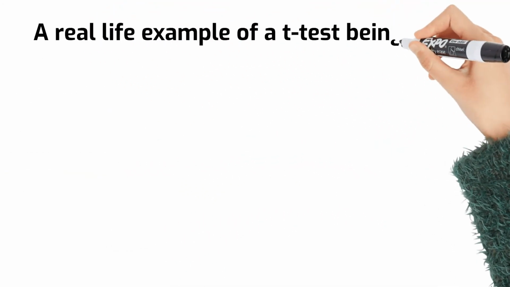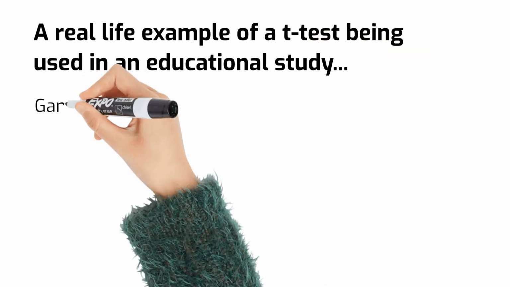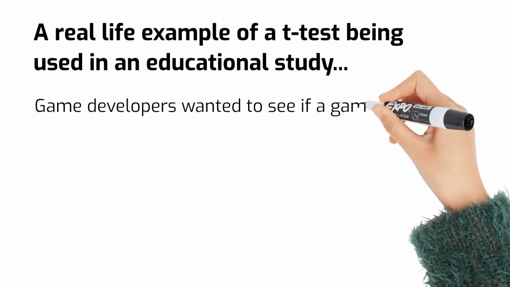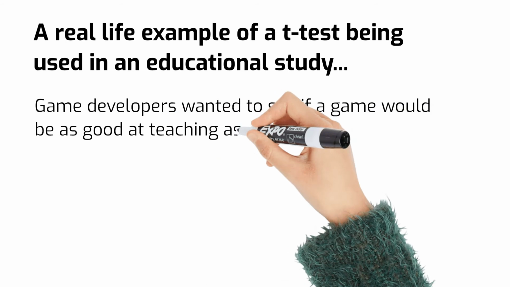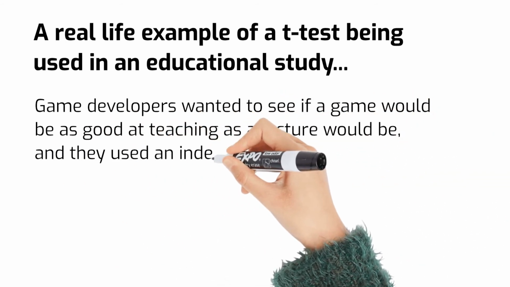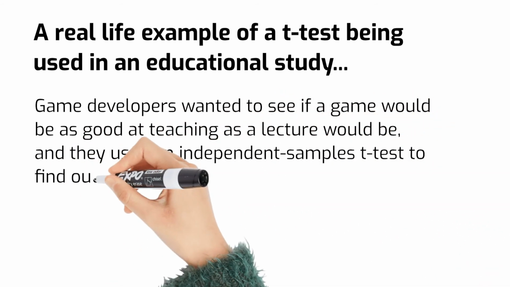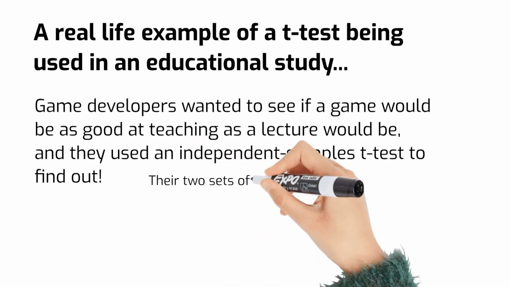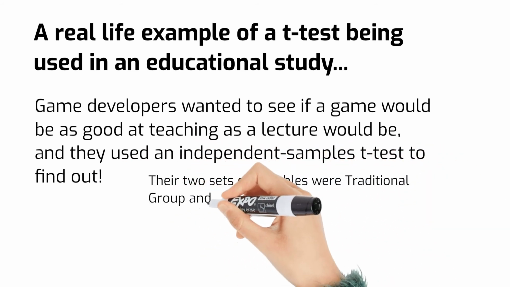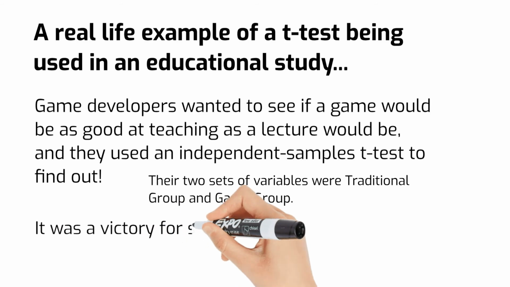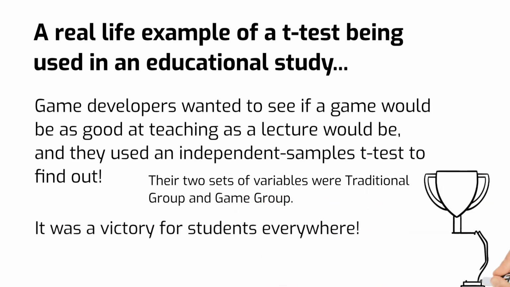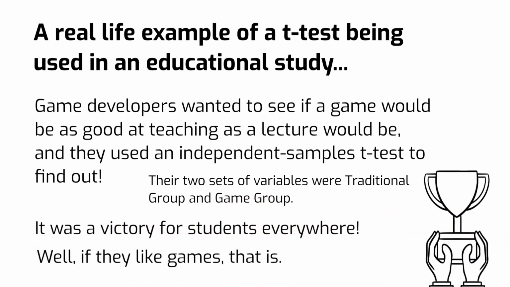Here is a real-life example of a t-test being used in an educational study. Game developers wanted to see if a game would be as good at teaching as a lecturer would be, and they used an independent samples t-test to find out. Their two sets of variables were traditional group and game group. It was a victory for students everywhere. Well, if they like games, that is.